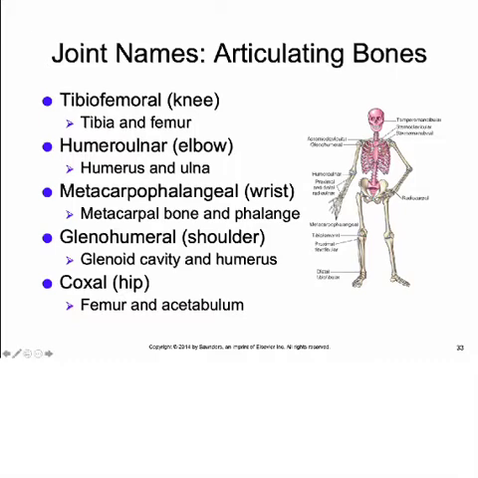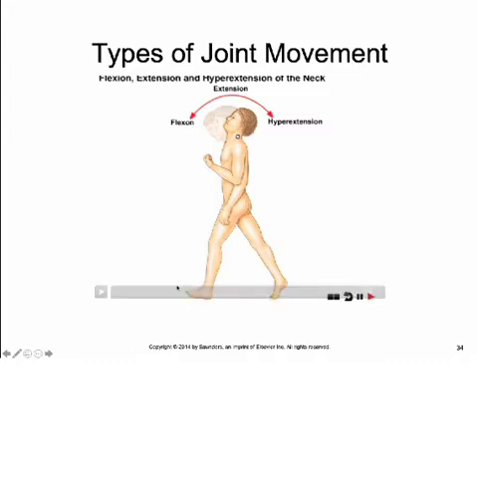The glenohumeral joint, which is a ball and socket joint that allows movement in any direction, and the femorocoxal joint, which is between the femur and the acetabulum, and that is another ball and socket joint which allows movement in any direction. Because the ball and socket joints can move in so many different directions, they are the easiest injured in the body. The trade-off is the more movable the joint is, the easier it is to damage. And you usually injure joints more often that are weight-bearing joints as well. This is a look at some different types of joint movement.